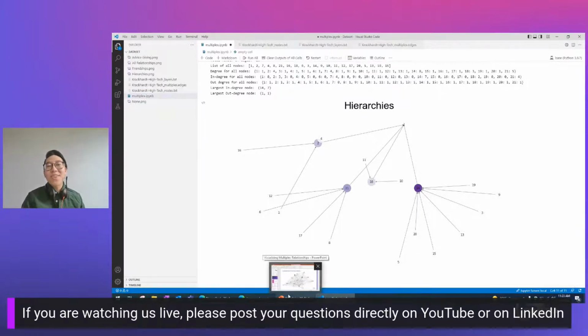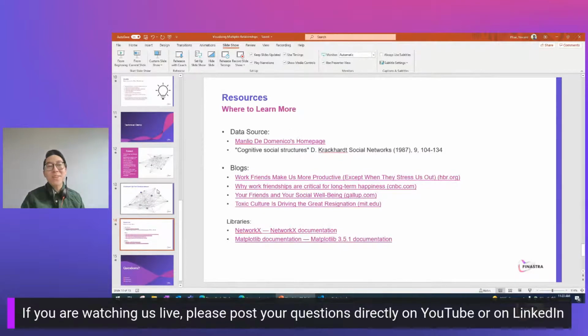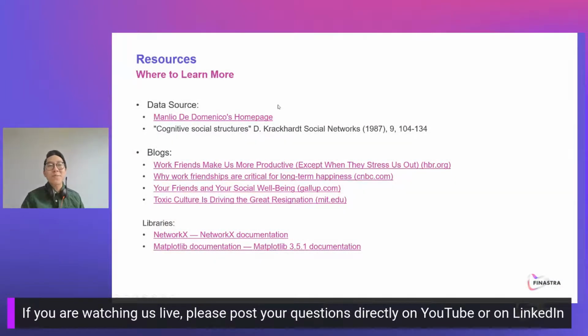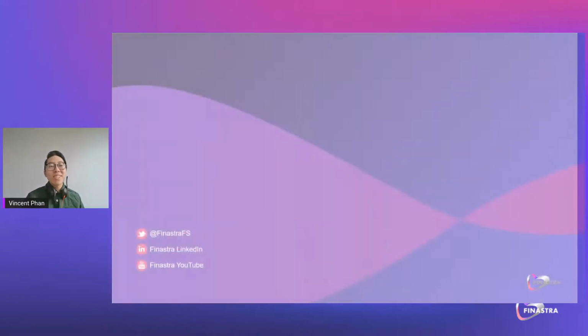So these are the types of graphs we created, and now we did some analysis on them, and these are the areas that I got ideas from. The data source I got from Manlio de Domenico. He's a research scientist. This is the specific data set I got it from. These are some blogs that are related to our idea of social interactions and multiplex relationships. And these are the libraries I used.